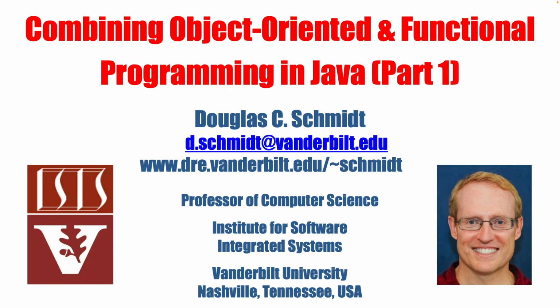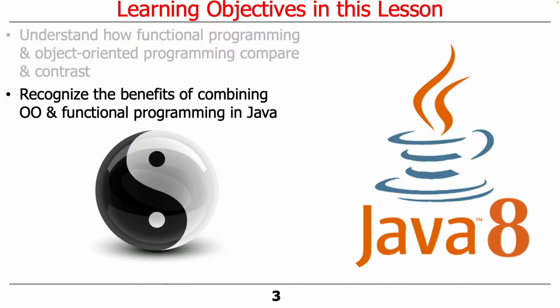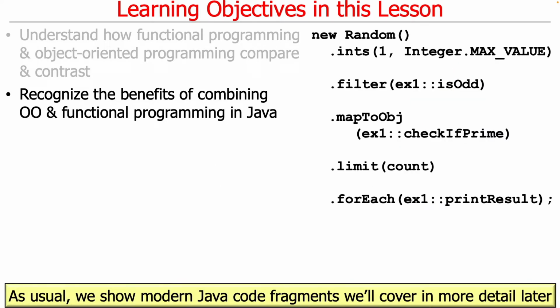Now that we've covered object-oriented and functional programming in isolation, it's time to discuss how they can be combined together in practice. In part one of this lesson, we'll first describe how functional programming and object-oriented programming compare and contrast. We'll then discuss the benefits of combining object-oriented and functional programming in Java, and as usual, we'll show some modern Java code fragments that we'll cover in more detail in later lessons.